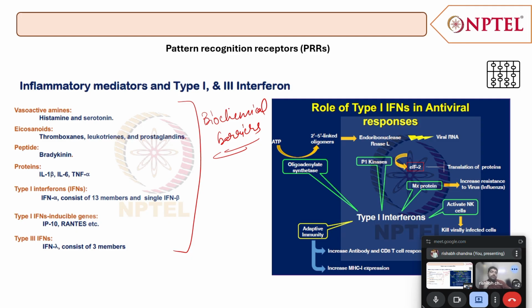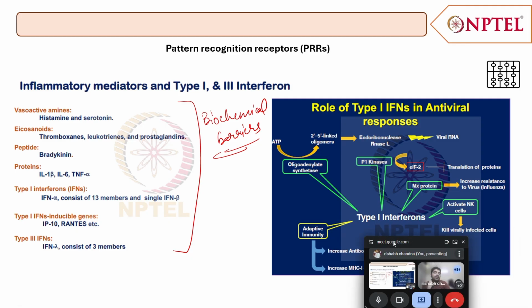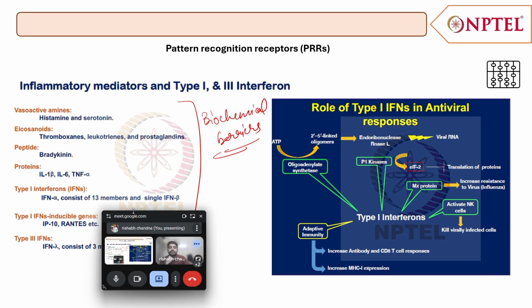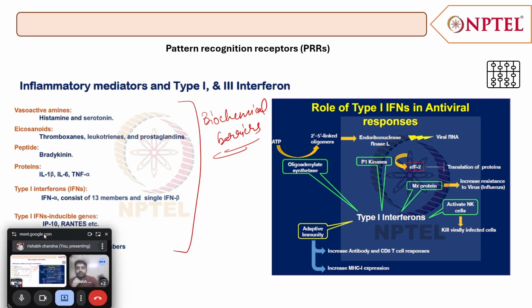Now, how do the type 1 interferons actually help in the antiviral response? The type 1 interferon helps in the adaptive immunity. So these increase antibody and CD8 T cell production and increase the MHC1 expression. We'll see in detail in the subsequent classes what MHC1 is and how it helps in antigen presentation.